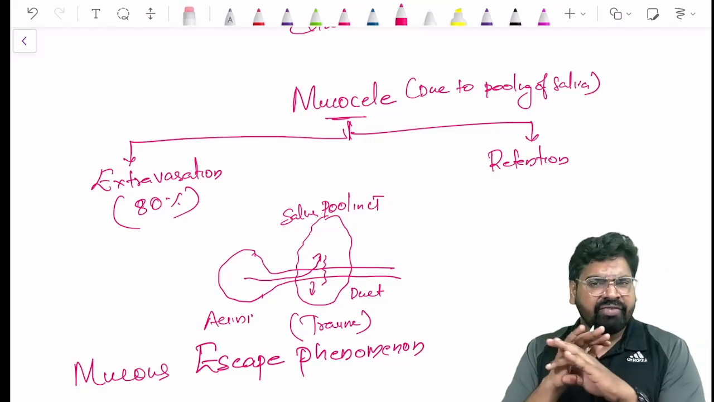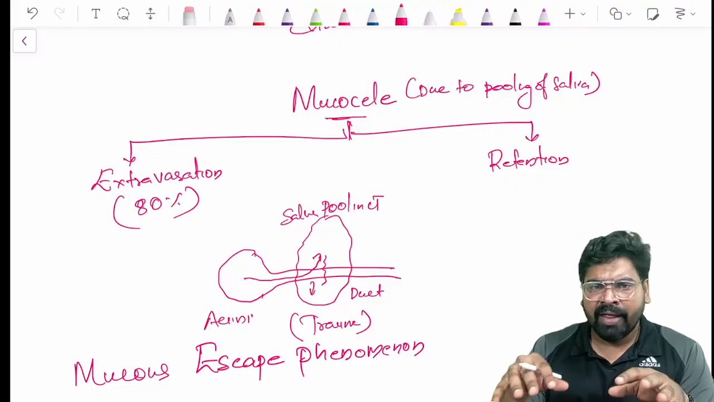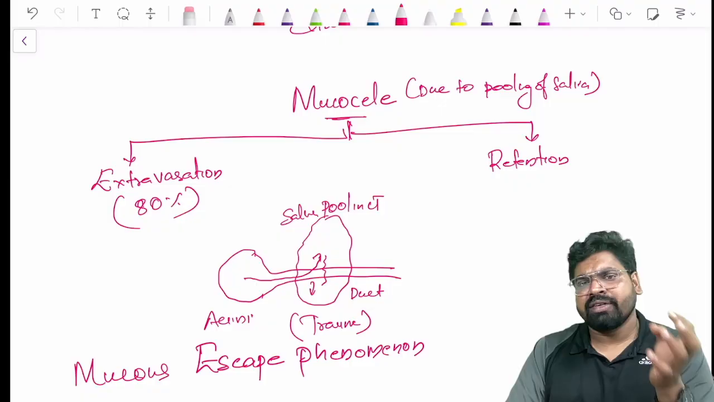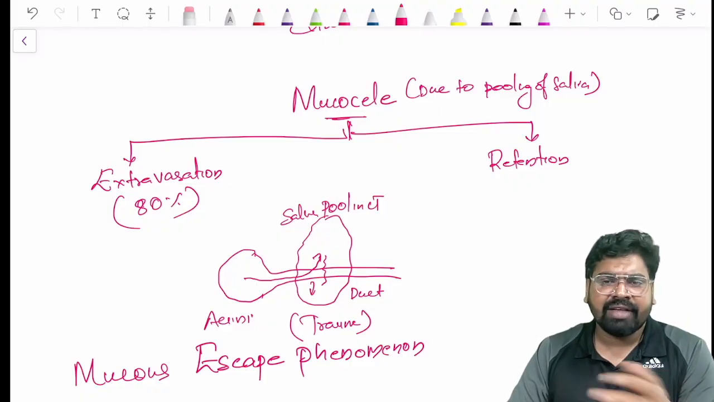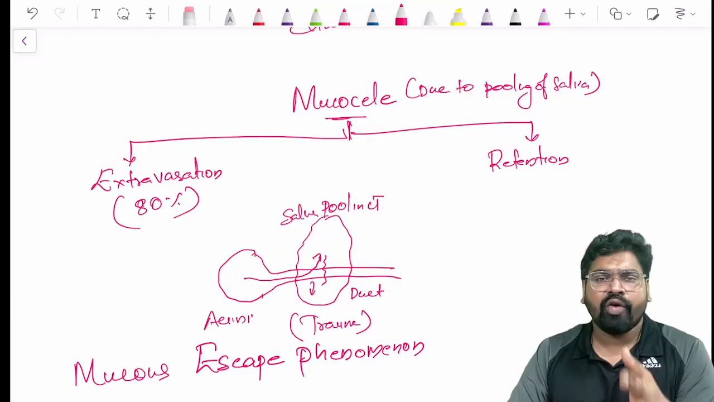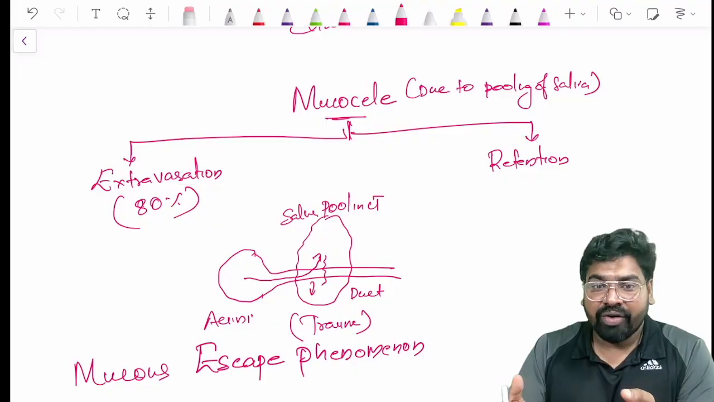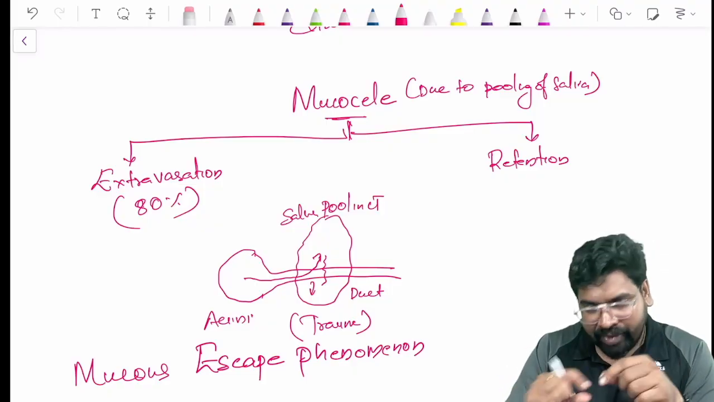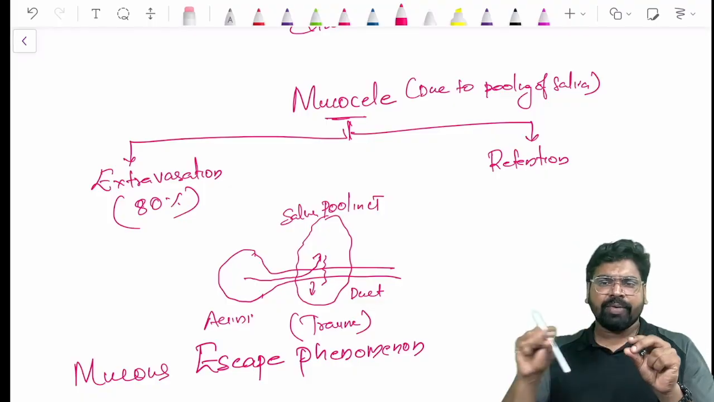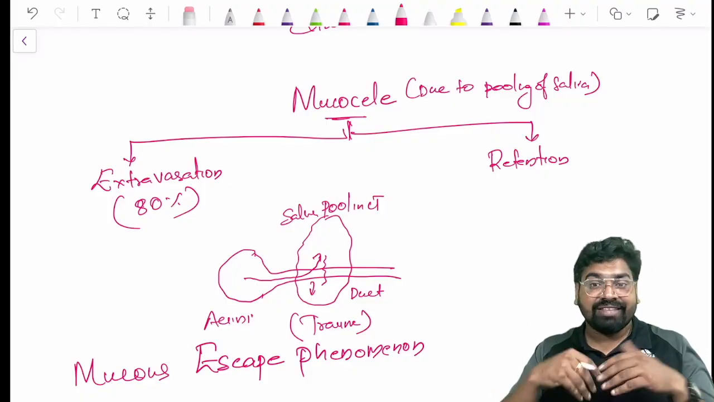So mucocele is a vague term. What happens here is the trauma to the duct, and the saliva comes out. In 80% of the cases, due to the trauma, the duct is tampered and the mucus escapes out from the duct. That is through the tube it is going. It is escaping out. That is extravasation.